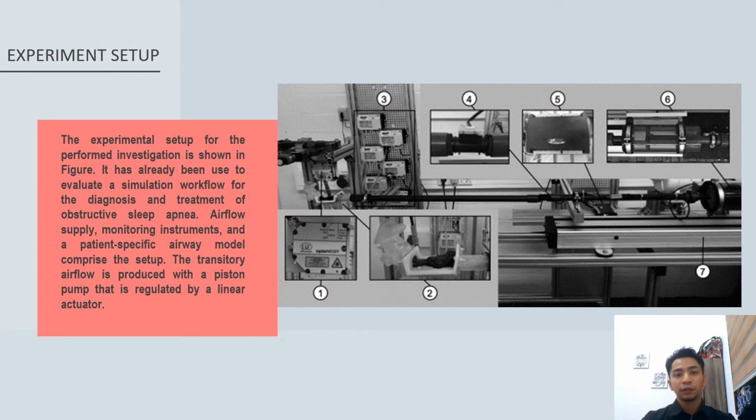Okay, the first one for validation is the experiment setup. The experiment setup for the performance investigation is shown in the picture. It has already been used to evaluate the simulation workflow for the diagnosis and treatment of OSA. An airflow supply, monitoring instruments, and a patient-specific airways model comprise the setup. The transitory airflow is produced with a piston pump that is regulated by a linear actuator.